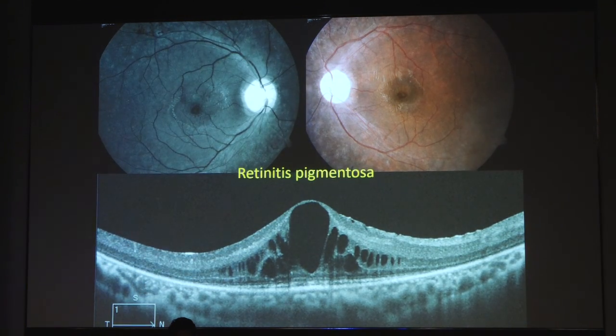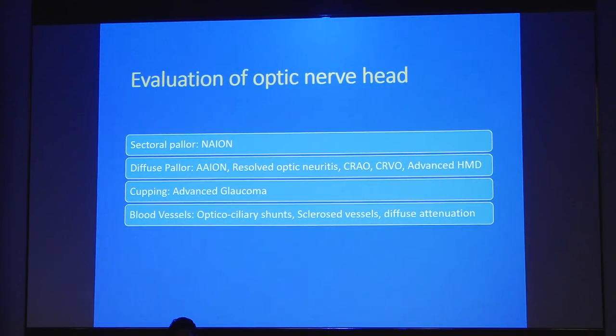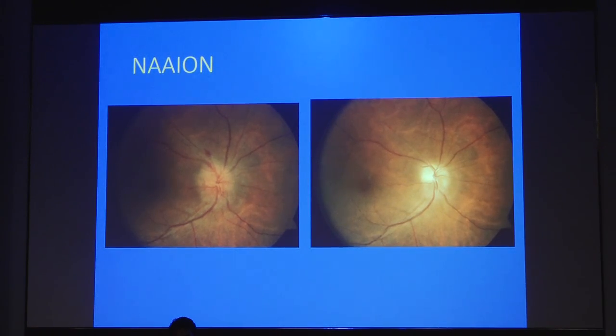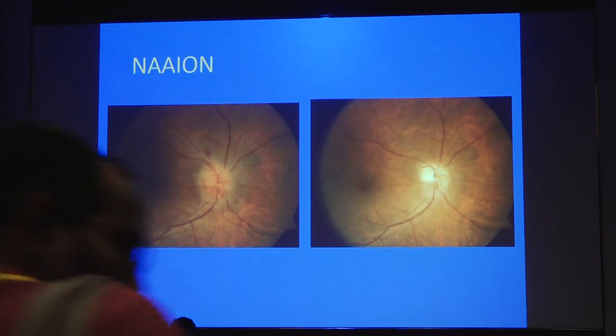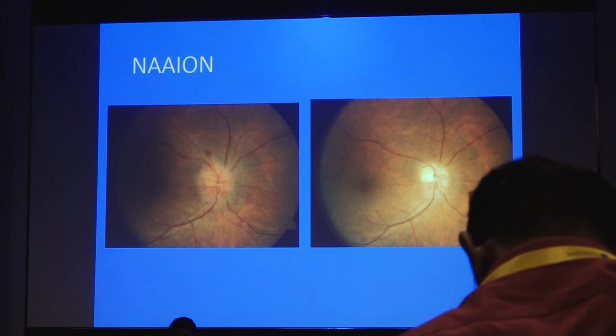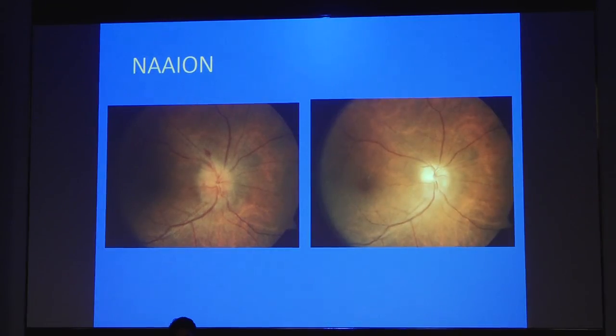The other most common condition which can be missed is optic nerve pathologies, especially ischemic optic neuropathies, where in NAION initially there will be disc edema, but in the later stage there will be only a temporal pallor of the disc. This is sometimes easily misdiagnosed or undiagnosed because we are not looking at that. So make sure you look into that. If we have any doubt, get a visual field done.